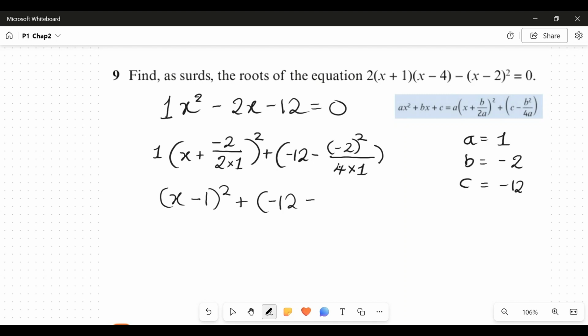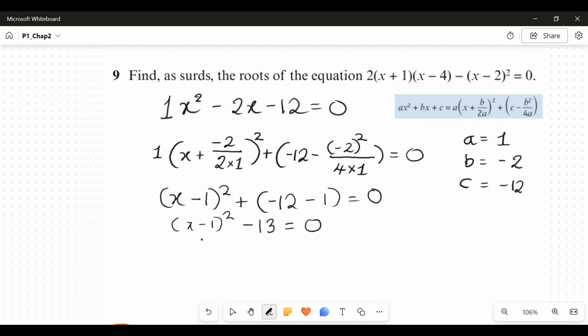4 divided by 4 is just 1. So we have minus 1, and then we have x minus 1 whole square, plus minus 12 minus 1 is 13, so we can ignore the plus sign and we can just write it as minus 13. And of course, we shouldn't forget 0 here. We need that equal to 0, because that's what the question has on the other side. So we're going to keep that equal to 0 on every step, because we need to solve for x as well.